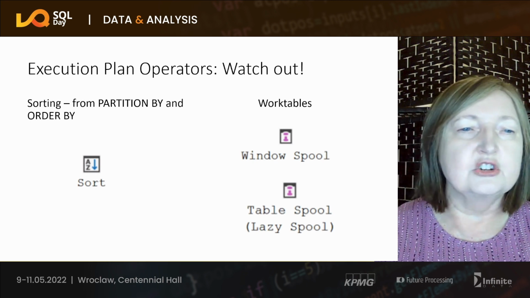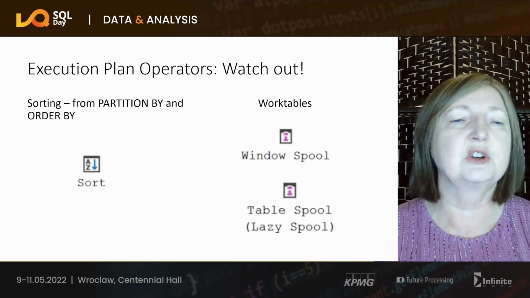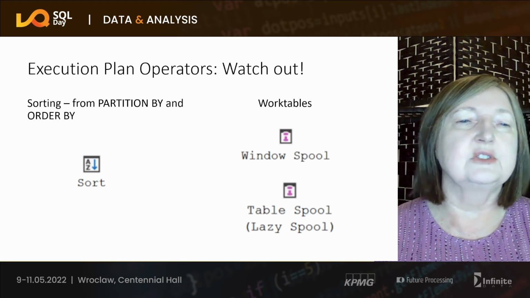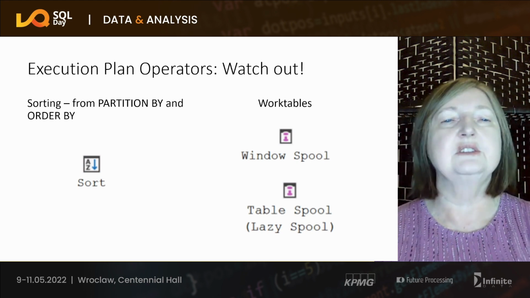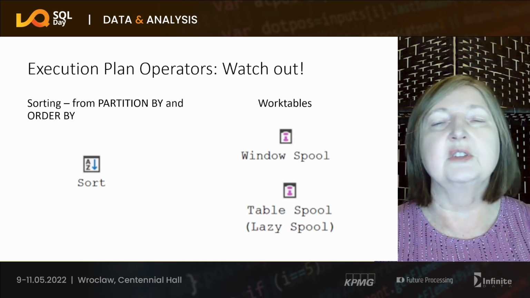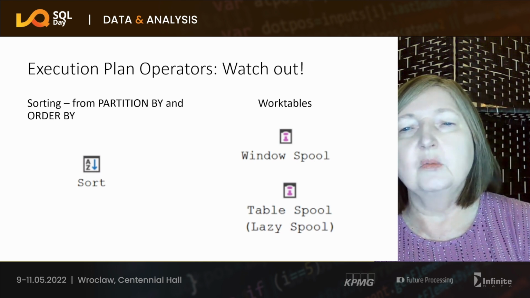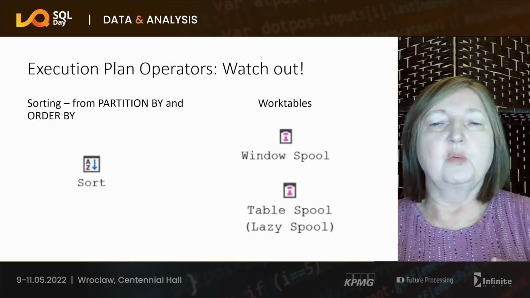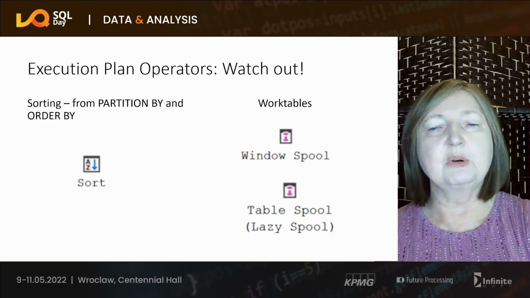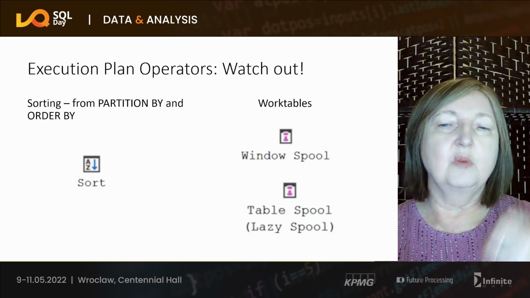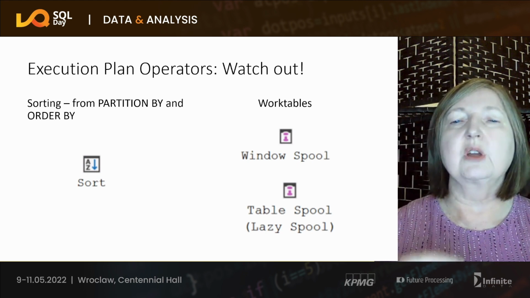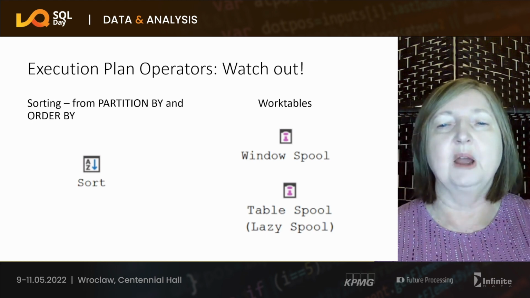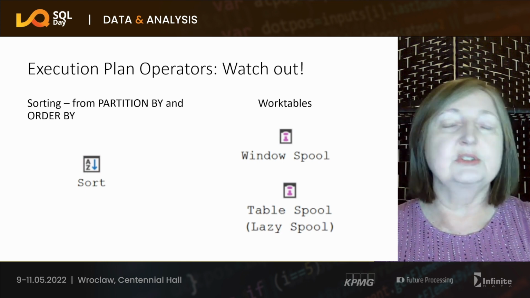Here are some to watch out for. Sorting can be an issue. Sorting is often an issue with SQL Server, but if I'm using partition by or order by, I will typically see a sort. Sometimes I can't get rid of that, but often it is the bottleneck in the query. I'll also see these work tables. To get this functionality to work, SQL Server will create temporary objects, and the window spool typically will go in memory, but not always. And I'll explain in just a little bit about how to know that, where it goes and what to do about that.